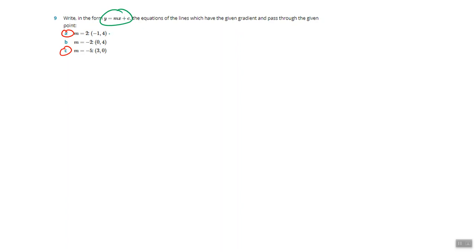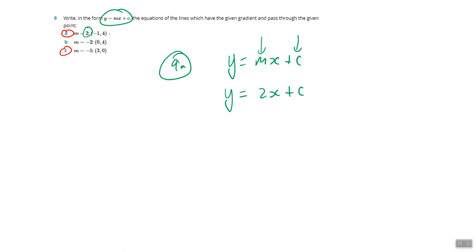Okay, so for 9a, I know that the general equation for the line is y equals mx plus c. I need to know my gradient and I need to know my y-intercept. How do I get my gradient? Well, I know that the gradient's 2, so I can substitute 2 in straight away. What I don't know is my y-intercept. So how do I get it? You sub in a point that passes through the line.